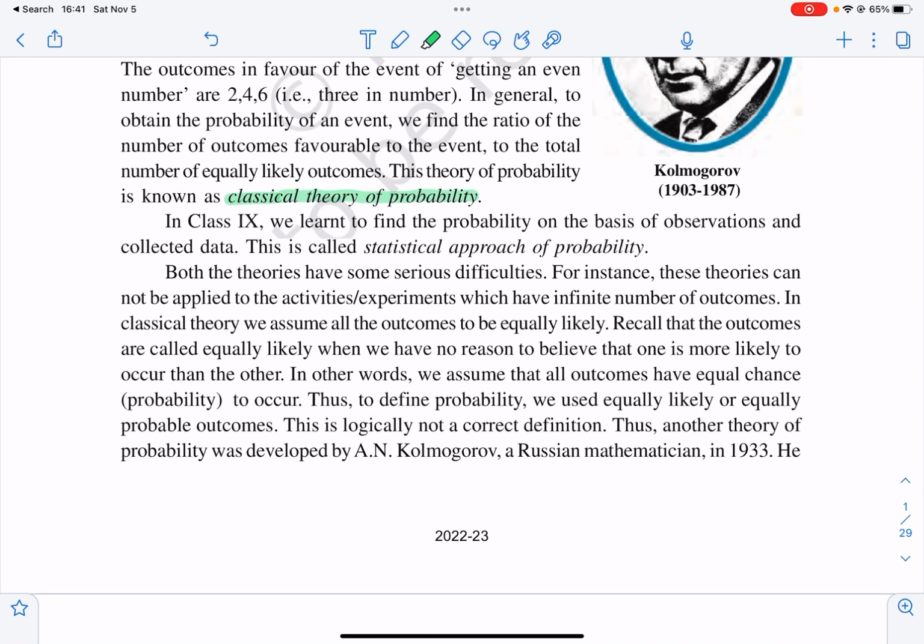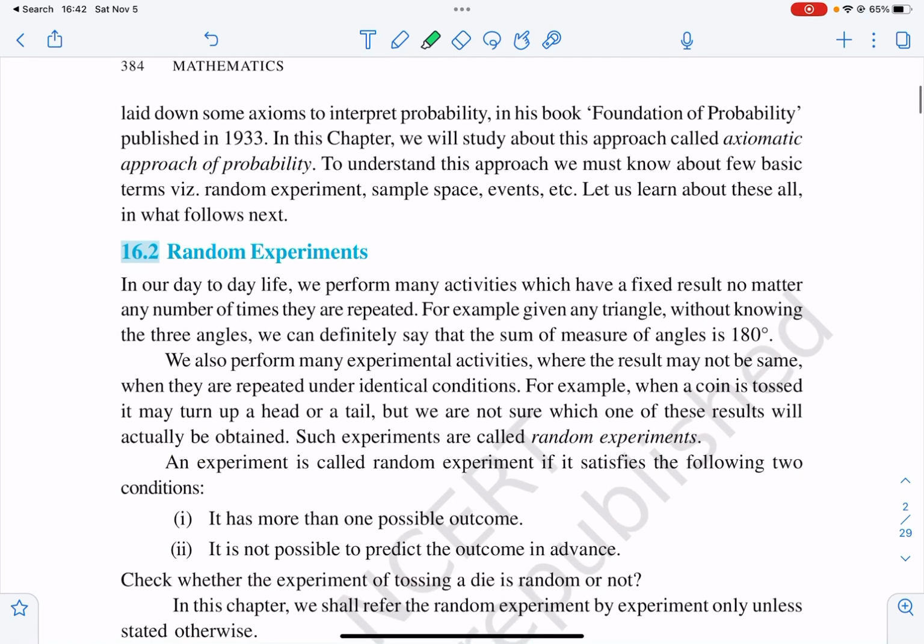And you could also say that this is called the statistical approach of probability. Now what is it? We will look about it. Then they talk about another theory that was developed by a Russian mathematician called A.N. Kolmogorov. So this is what was developed in 1933, proposed by this Russian mathematician, and this is the basis of this chapter, right?